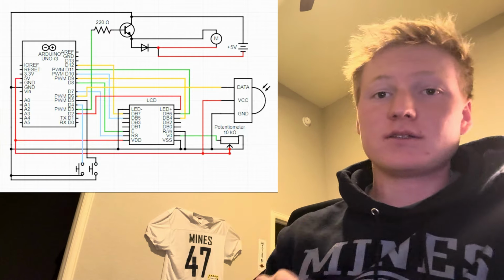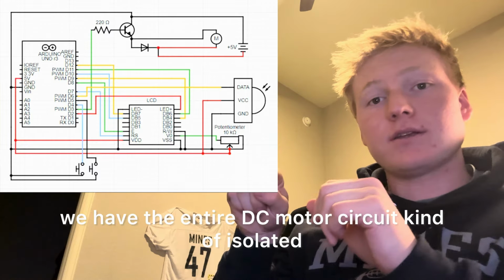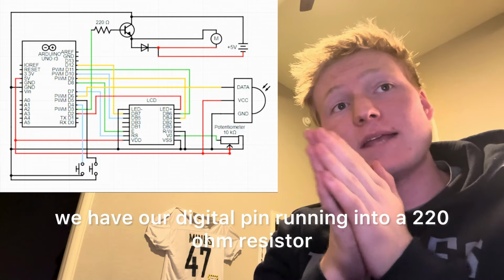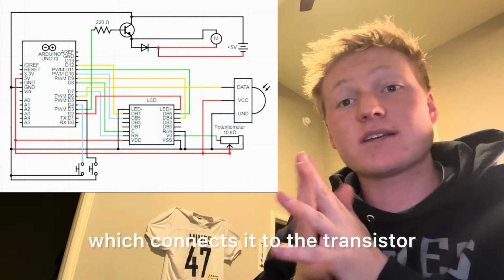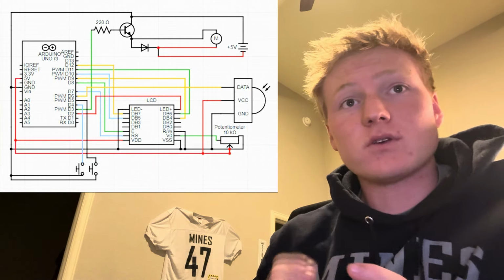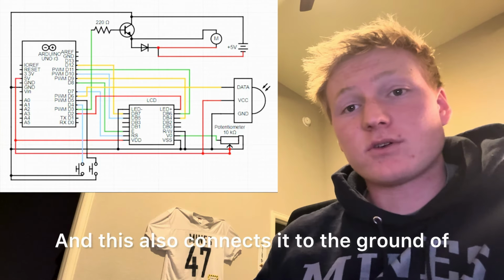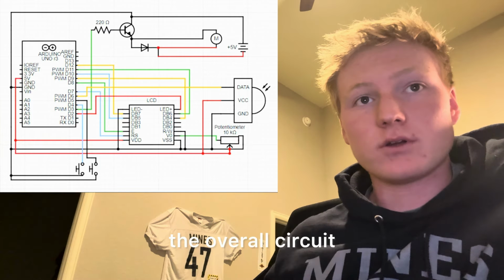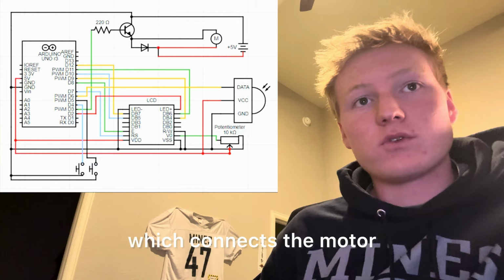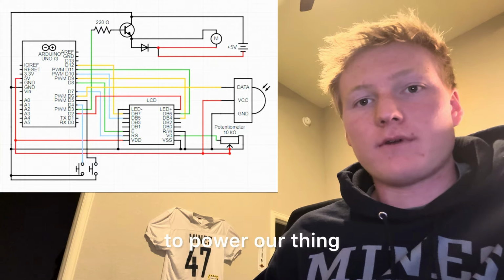And then on top, to finish it all off, we have the entire DC motor circuit kind of isolated. We have our digital pin running into a 220 ohm resistor, which connects it to the transistor. The transistor breaks off into 2 parts. One part is the ground section for the alternate power source, and it also connects it to the ground of the overall circuit. The other side uses a diode, which connects the motor and the power from the alternate power source to power our fan.